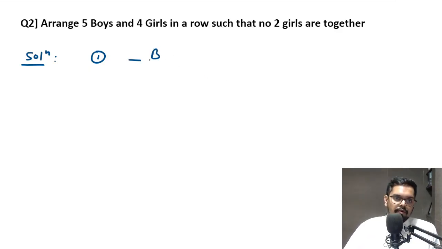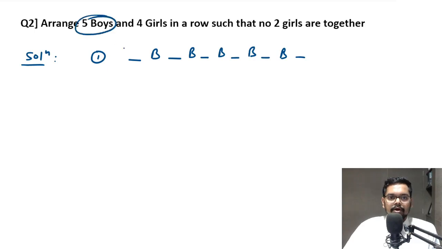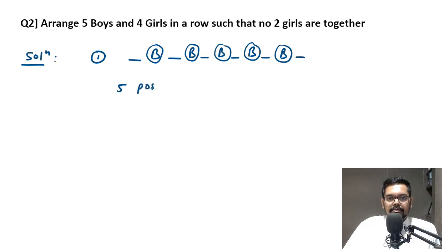Boy here, before and after no boy should be there. These are the positions for the girls. Then comes boy, dash, boy, dash, boy, dash, boy, dash. That's all, because we have 5 boys. So we have boy vacancies 1, 2, 3, 4, 5. We have 5 positions for boys and 5 boys. Tell me the number of ways to make them sit: 5 factorial ways, right? And what about the girls?